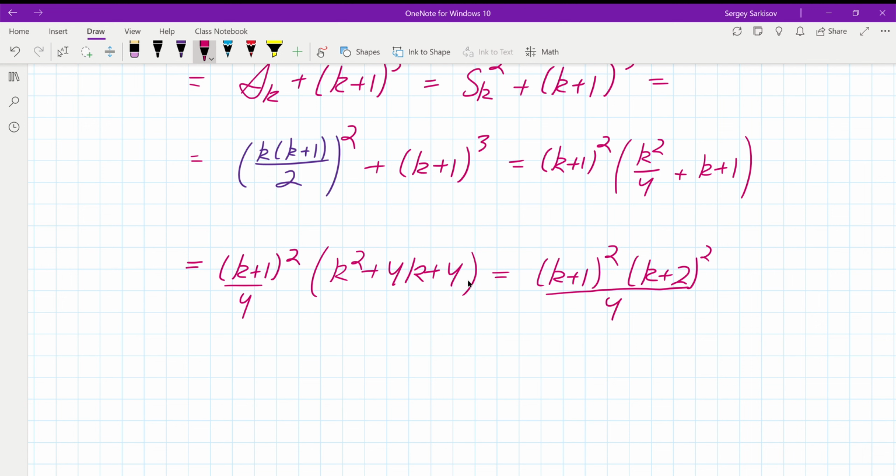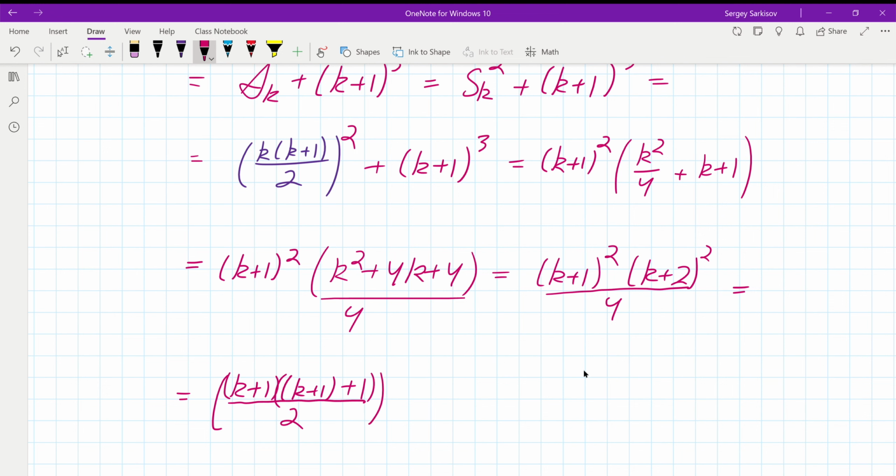Let me be clear, if you're looking at the notes, this is really what happened: we had the 4 under this. That would make more sense. So now we have this, and what is that equal to? That's equal to (k plus 1) times (k plus 1 plus 1), and then we're squaring all of this, all over 2. 4 is 2 squared, and everything squared there, guess what that is? That's actually S_{k+1} squared.